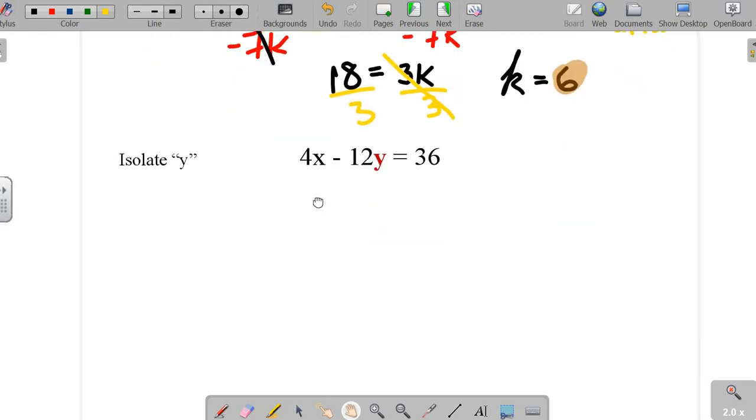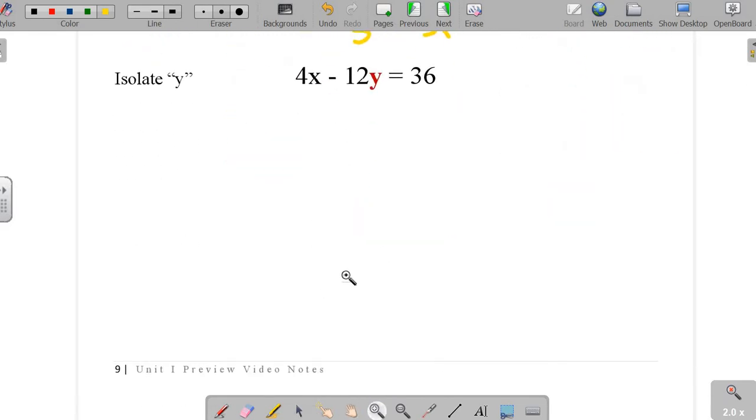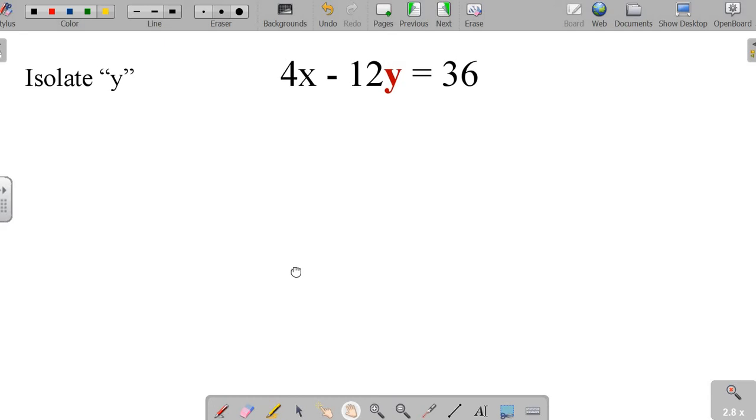So that's solving for a variable. Another thing you're going to have to do is isolate a variable. Isolate a variable. And so here, we're going to get y by itself. We're going to do that by clearing this 4x first. So we want to minus the whole thing, take it to the other side.